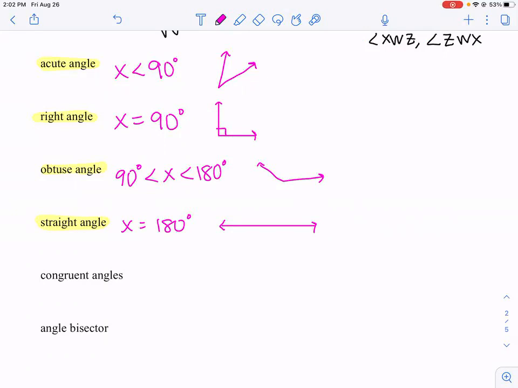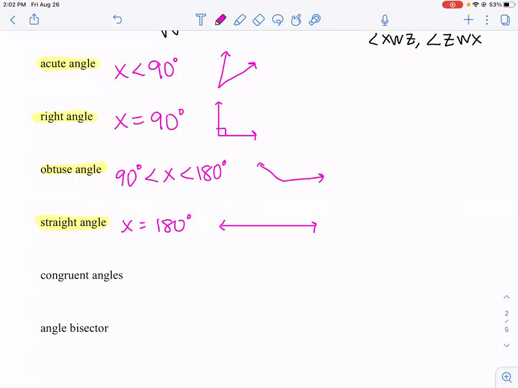We are not going to worry about angles more than 180 because it would basically be like a reverse obtuse. Do you see what I'm saying? So we're just going to worry about 0 to 180.